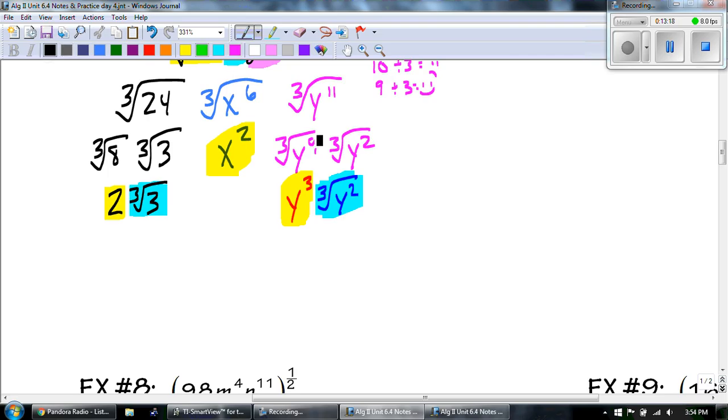When I come to the very end, I'm going to put all of my yellow information together. So 2x squared y cubed, and then the cubed root with my remainder inside, which is a 3y squared.